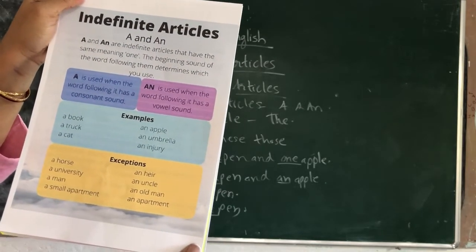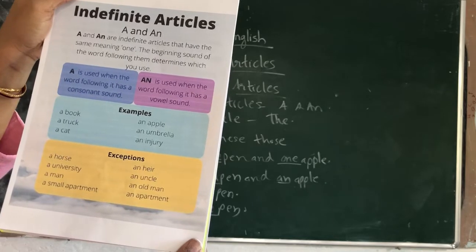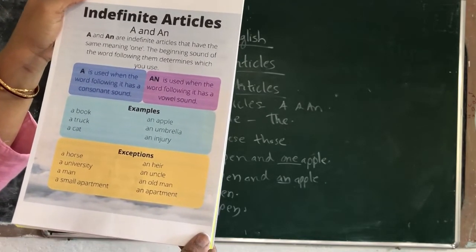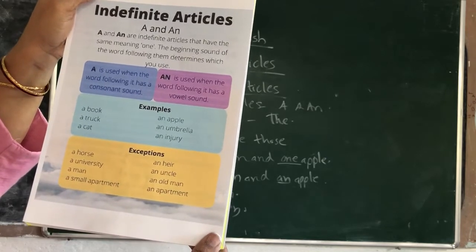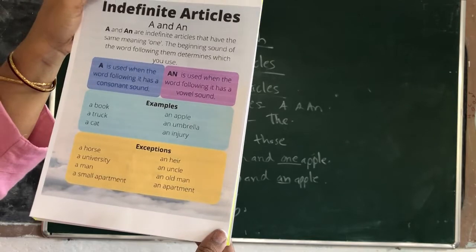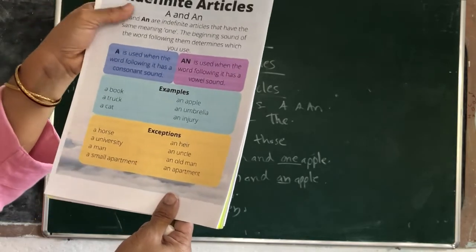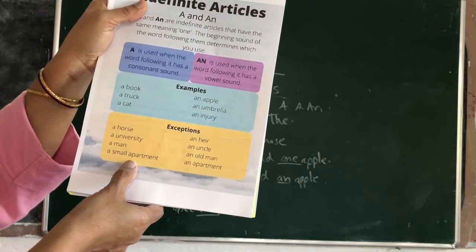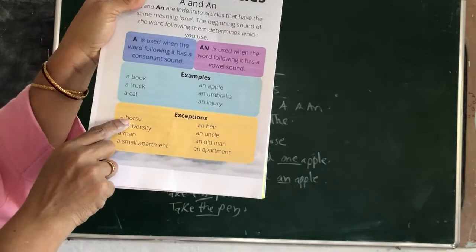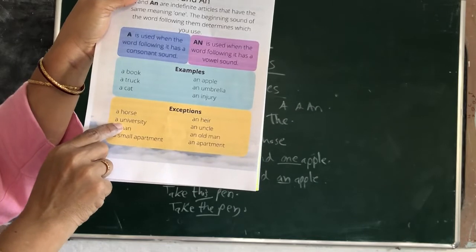A is used when the word following it has a consonant sound. An is used when the word following it has a vowel sound. Examples: a book, a truck, a cat. Okay? An apple, an umbrella, an injury. Exceptions are there, like a horse, a university. Even though it is consonant, we are using A. Horse, the H sound is there, and university, the U sound is coming.